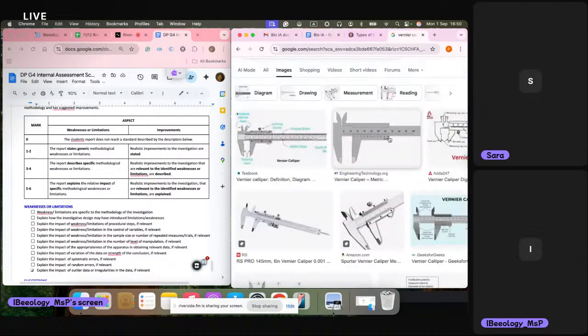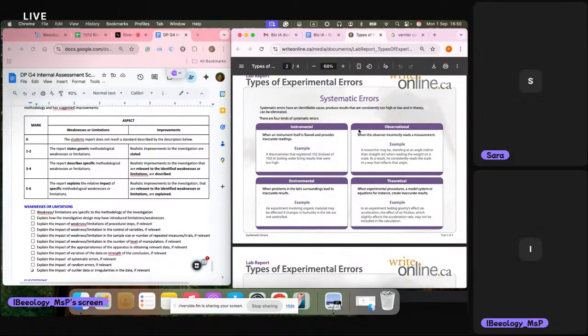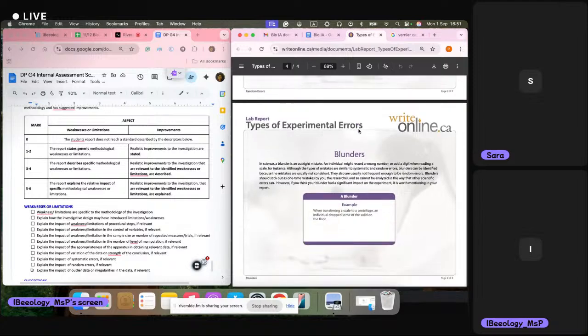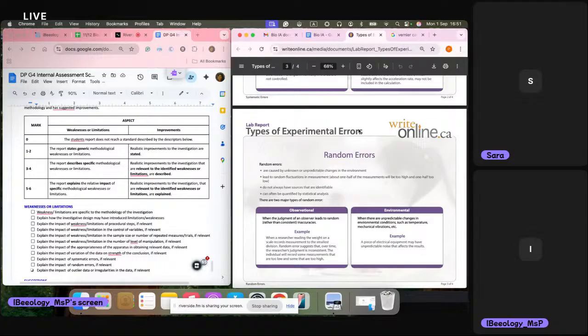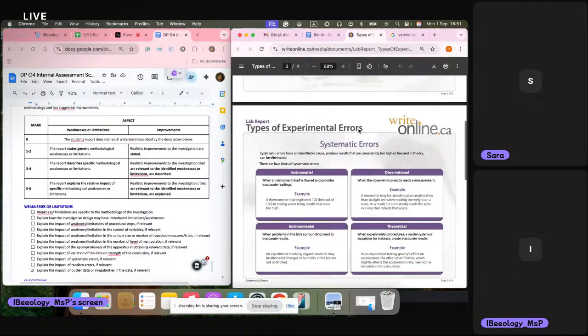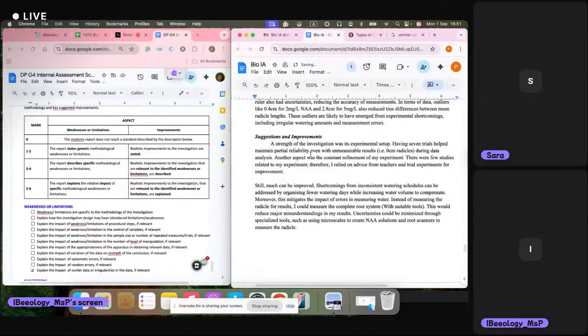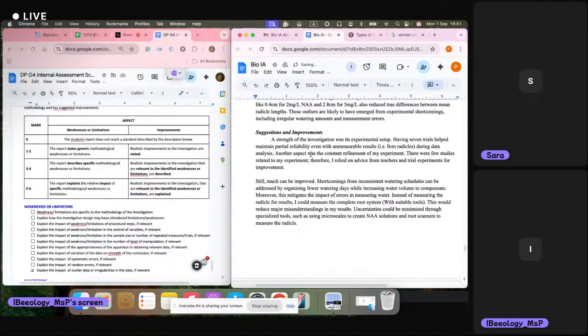What else? Yeah, it can be theoretical, the experimental procedure, that is the kind of thing that you could have looked over. Then is it a random error or a systematic error? And then suggestions and improvements. If it's written on a table, it would be easier to identify. So identify about five.